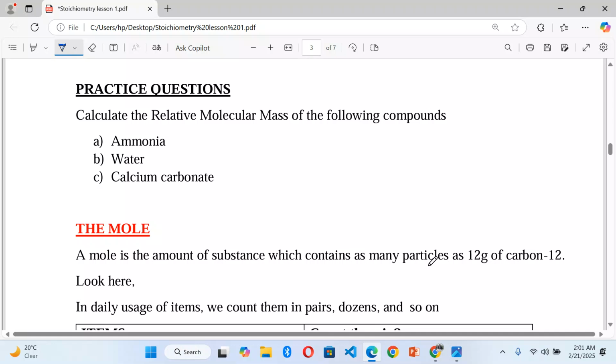A mole is the amount of a substance which contains as many particles as 12 grams of carbon-12. Now, someone may start asking, what is all this? What are you talking about? What is a mole? Let's first look here. There's something I put. Look here.